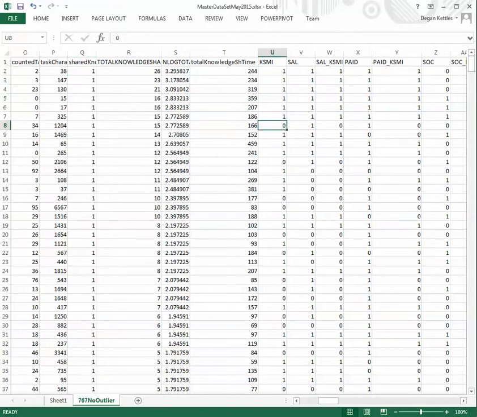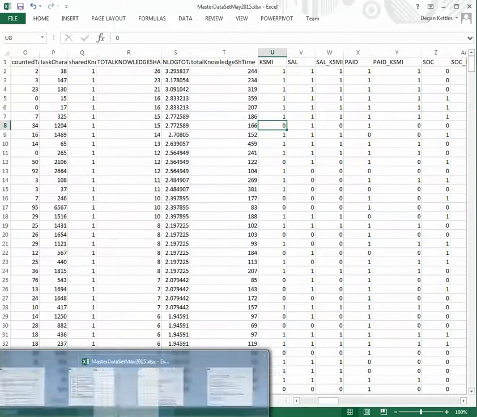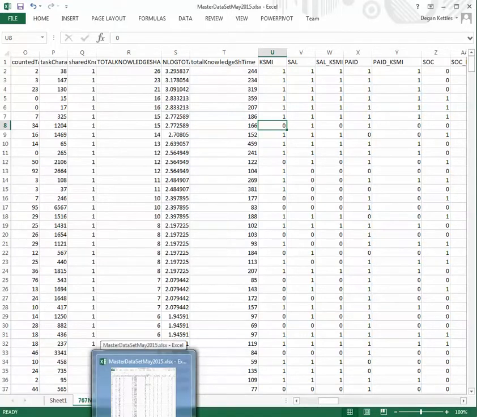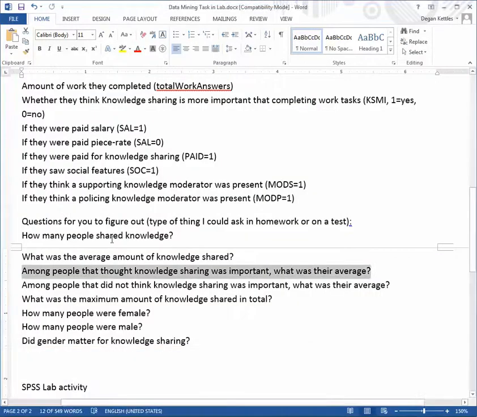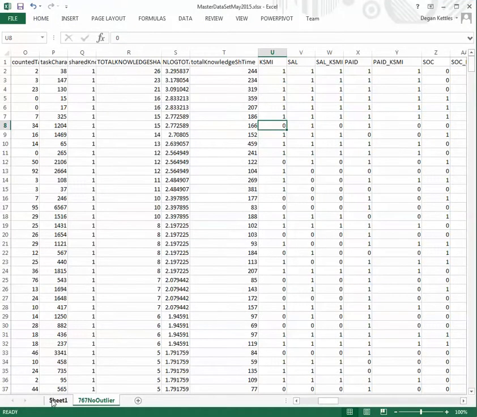So yes or no. So thinking through this, I know we're moving through it fast, but if people think knowledge sharing is more important than their real work, are they more likely to share knowledge? Probably so. We haven't really gotten to the averages yet, but we're getting there. So, all right, the question again, among people that thought knowledge sharing was important, what was their average? All right, so there's a couple different ways I could do that.